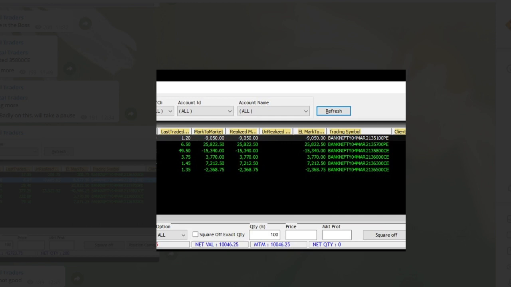There was a lot of psychology behind this trade, and there are so many learnings behind these. I will be sharing all those, so stay tuned till the end of the video and watch it fully.